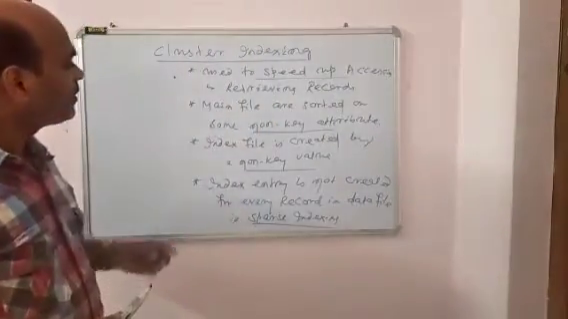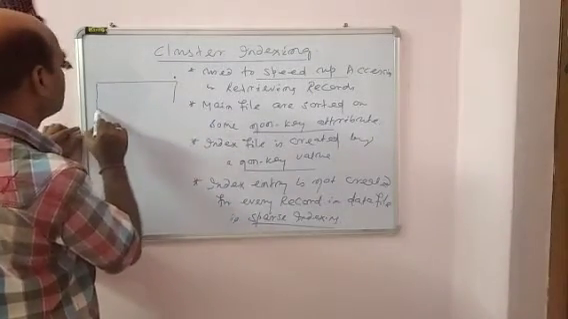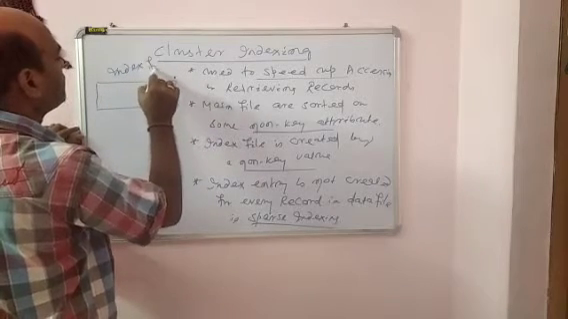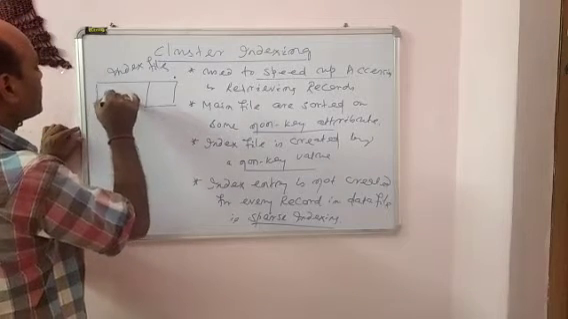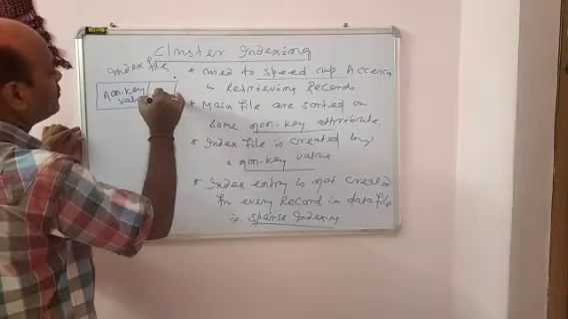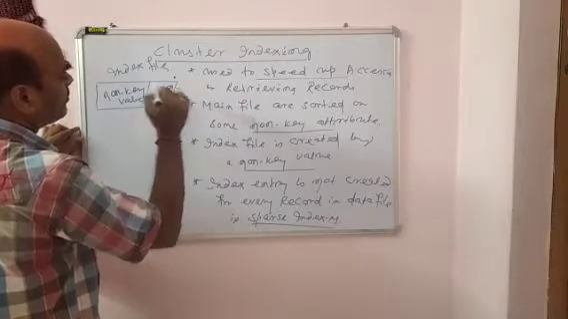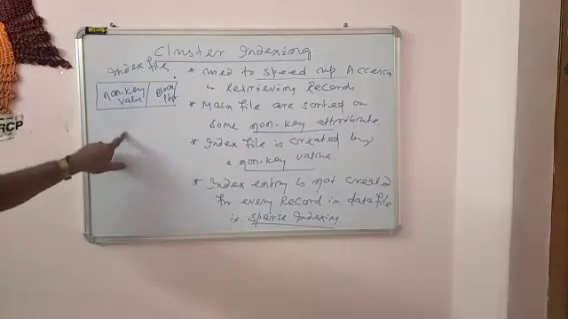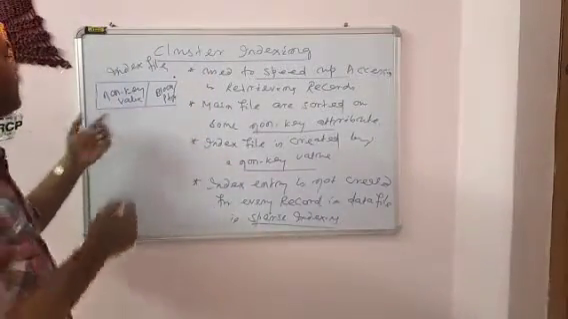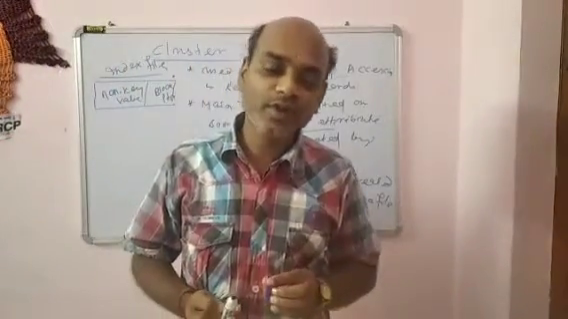Okay, so again, what happens in the index file? There are two fields in the index file. This is the index file structure. Here the key is the non-key value, and this is the block pointer. So this is the structure of the index file in cluster indexing.